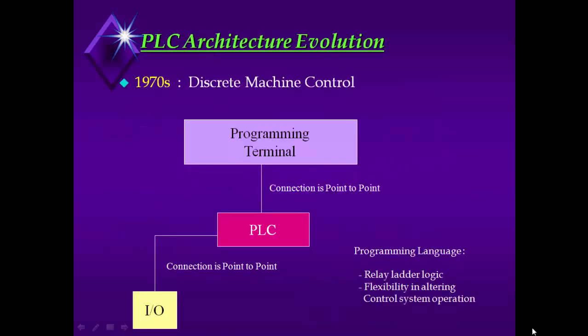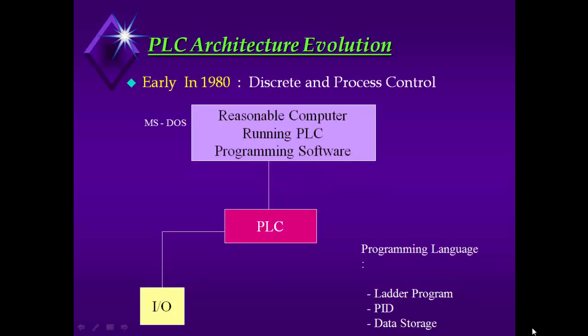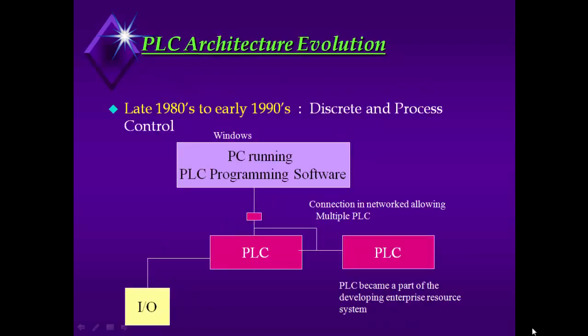In the 17th century, discrete machine controls: we see in the diagram how discrete machine controls work. Early in 1918, discrete and process control. The new thing we have in discrete and process control is that we need a computer to run the PLC software.